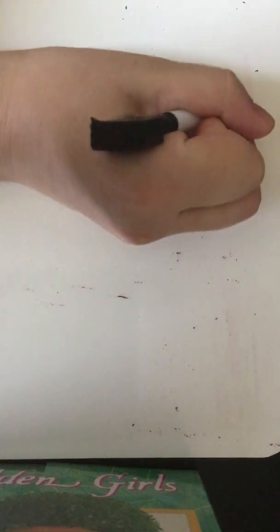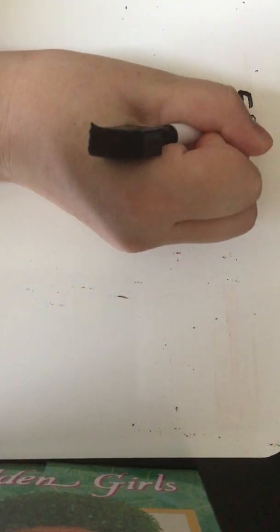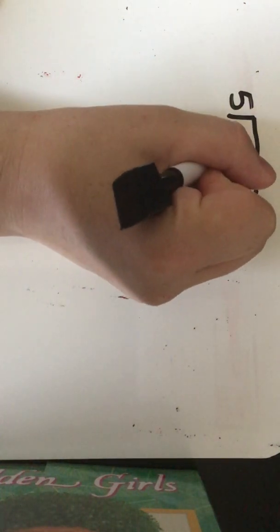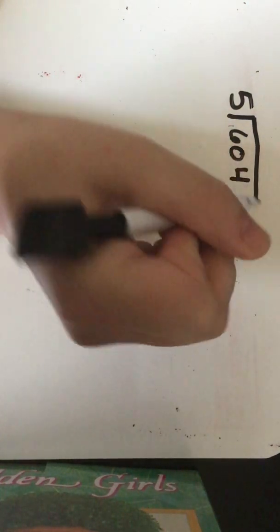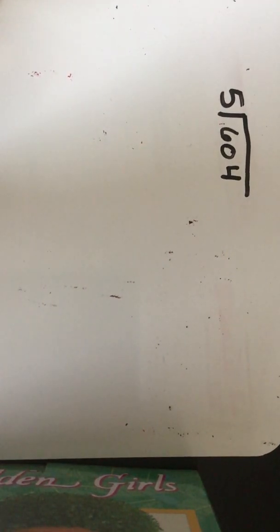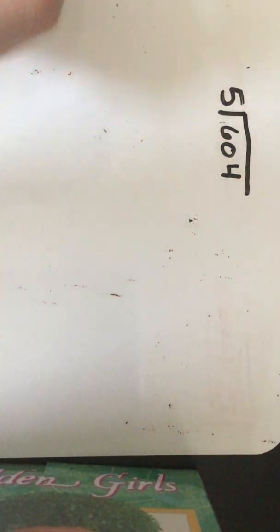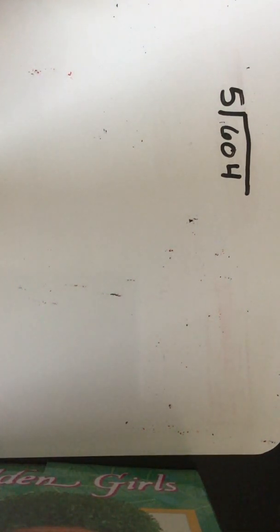All right, hello again. I'm going to show one more video with division, but this time I'm going to be showing a problem that might include remainders. So for example, the problem that was presented to me was 5 goes into 604. Well, one thing that we would do is we would do it very similar to ways we've done it before. And I do want to mention here that it is the standard algorithm.